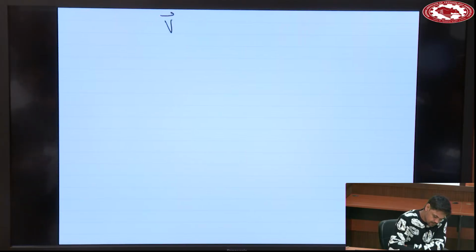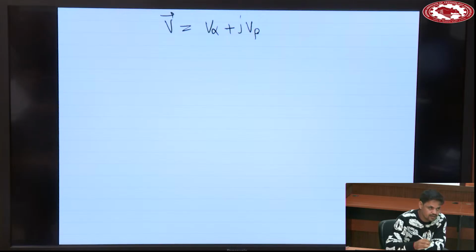You know that any vector, whether it is Vi, Vg or I, can be written in the stationary frame also, because alpha is the real part of the vector and beta is the imaginary part. This vector can be written in the stationary frame as V alpha plus j V beta. It can also be written in the DQ frame.